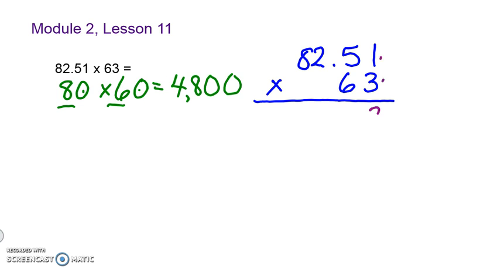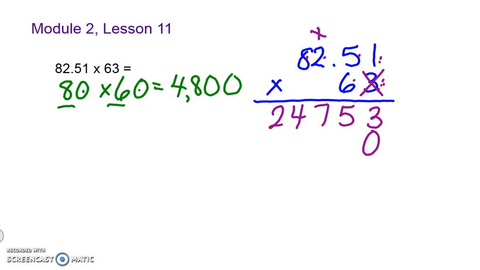3 times 1 is 3, 3 times 5 is 15, 3 times 2 is 6, plus 1 is 7, 3 times 8 is 24. I'm done with my ones digit, so I'm going to put a placeholder.